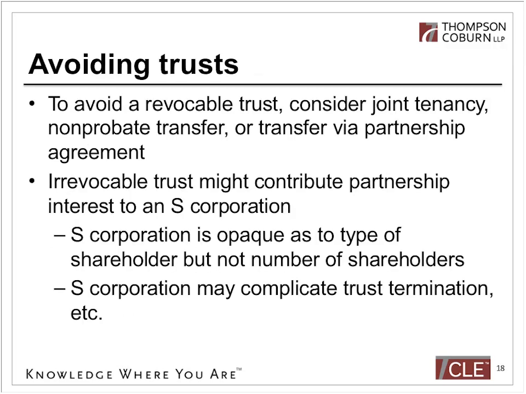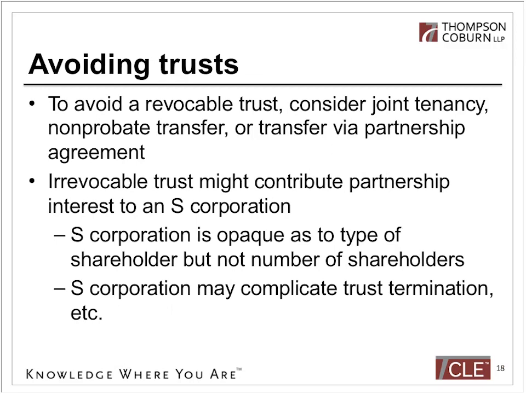You might want to avoid a revocable trust. We'll talk in a moment about whether you need to elect out. I don't know whether I want to go to a lot of lengths. But if you do decide to go to lengths, you could avoid a revocable trust by considering non-joint tenancy, a non-probate transfer like a beneficiary designation, or a transfer via a partnership agreement if that is permitted by applicable state law.